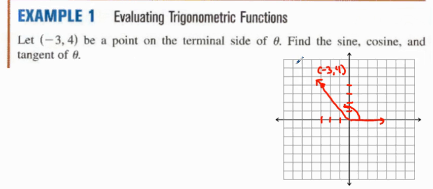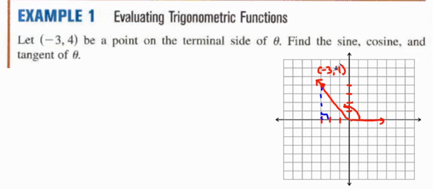Now just like with a unit circle, we're going to do it using triangles. So the first thing I'm going to do is go back to the point and draw an altitude down to the x-axis and form a right triangle. I've now created my right triangle.